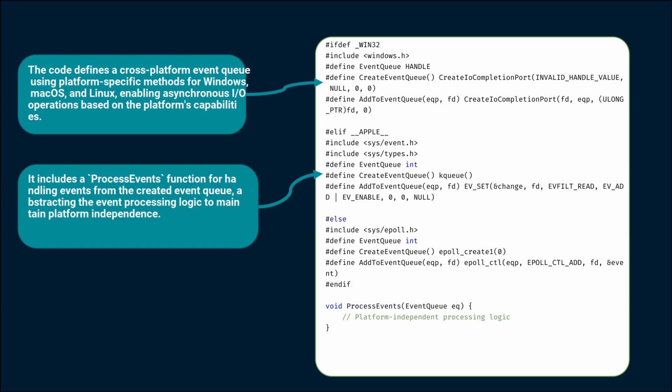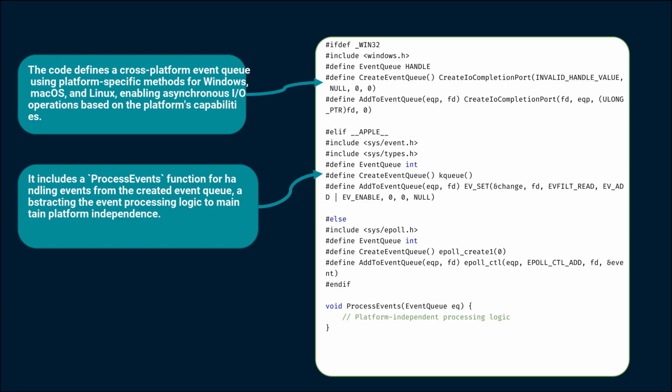In macOS, we utilize kqueue, defining our event queue as an integer while using EV_SET to manage events for file descriptors. For Linux, we again define the event queue as an integer, employing the epoll_create1 and epoll_ctl functions to handle multiple file descriptors efficiently. The function processEvents is structured to provide platform-independent event processing logic. This encapsulated approach allows you to handle events generically, while the underlying implementation details differ based on the OS. By utilizing this cross-platform design, you enable a unified way to manage event-driven programming, simplifying the complexity involved in developing applications for multiple platforms.